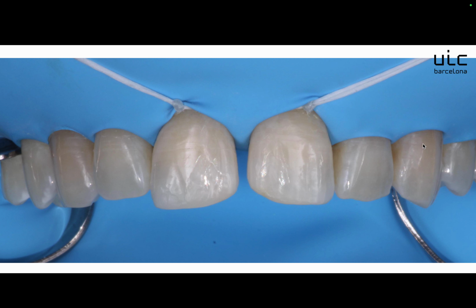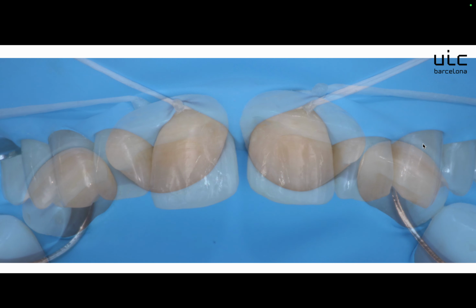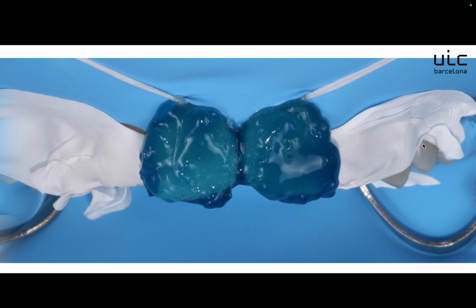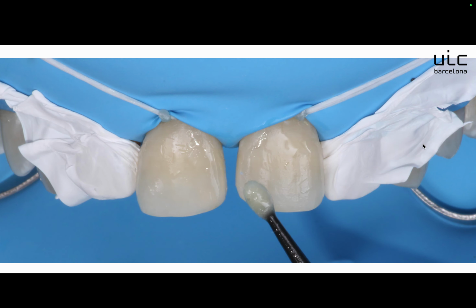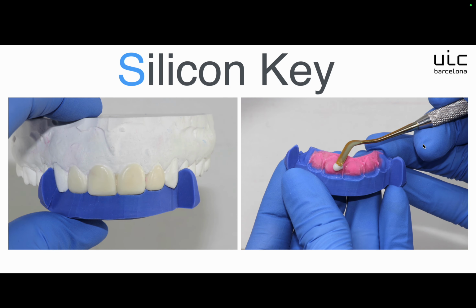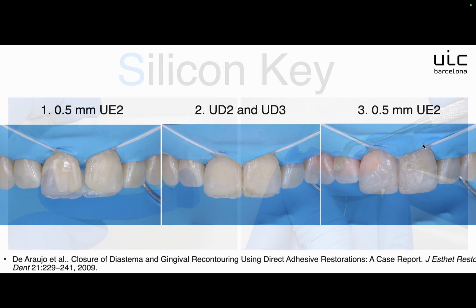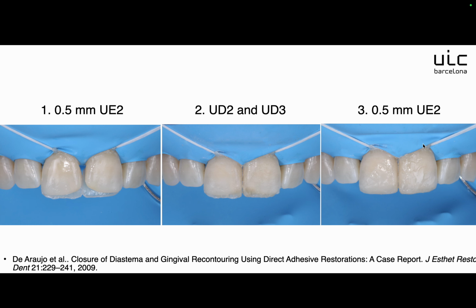So our procedure starts with the isolation. In order for everything to be clean, we apply phosphoric acid for 30 seconds, then adhesive for 20 seconds, and then, as we said before, we use our silicone key to transfer all the information in the model to the mouth. So we place the composite and then we start to work on it.